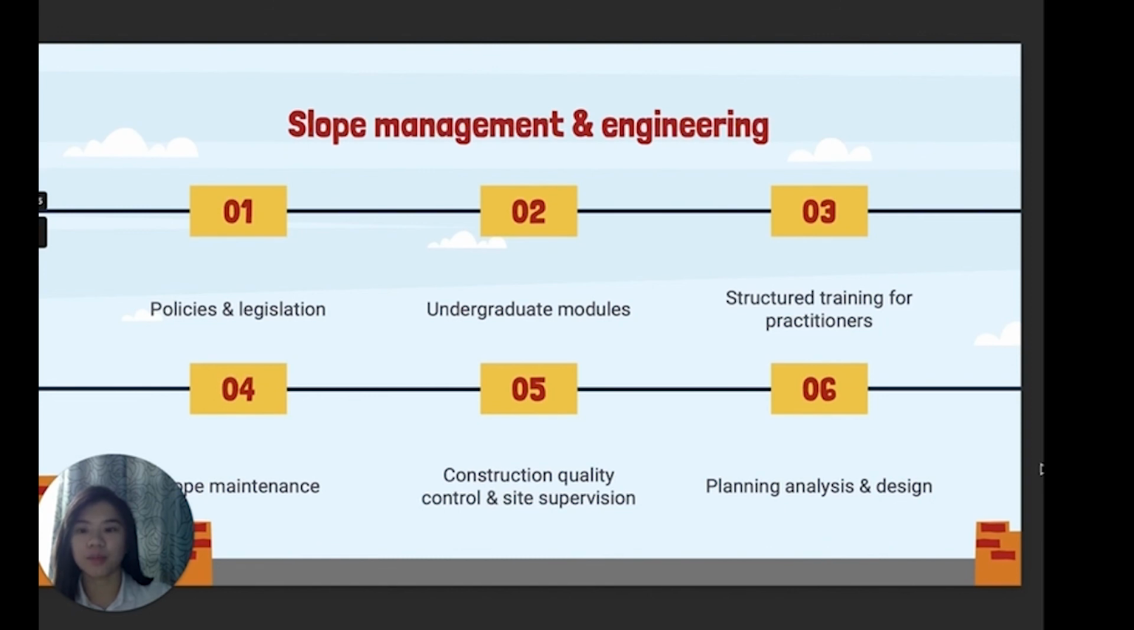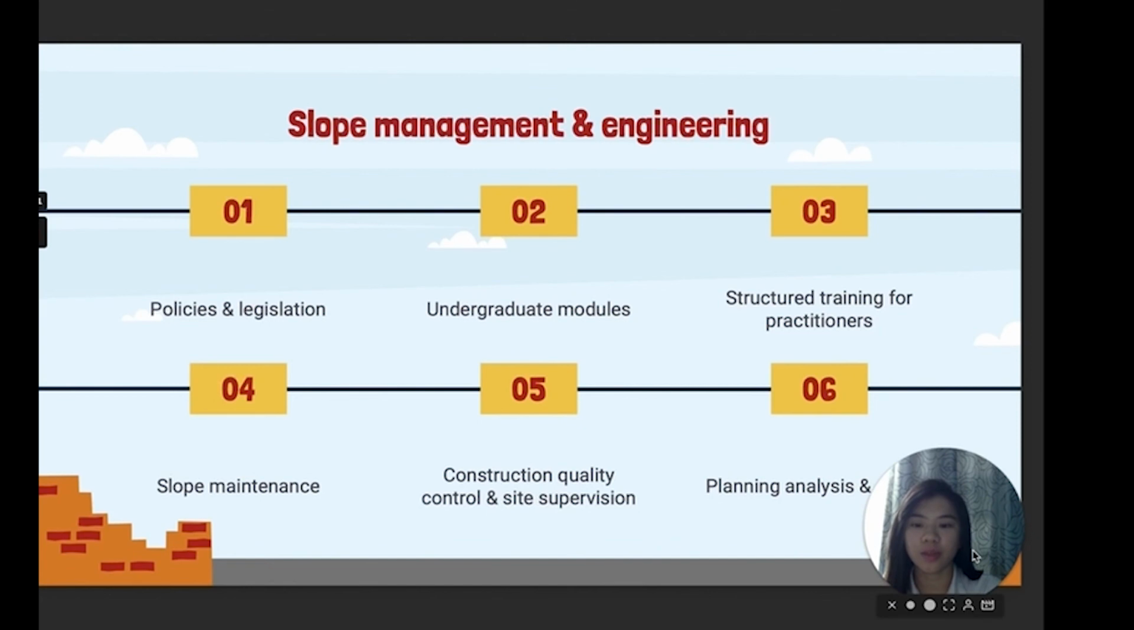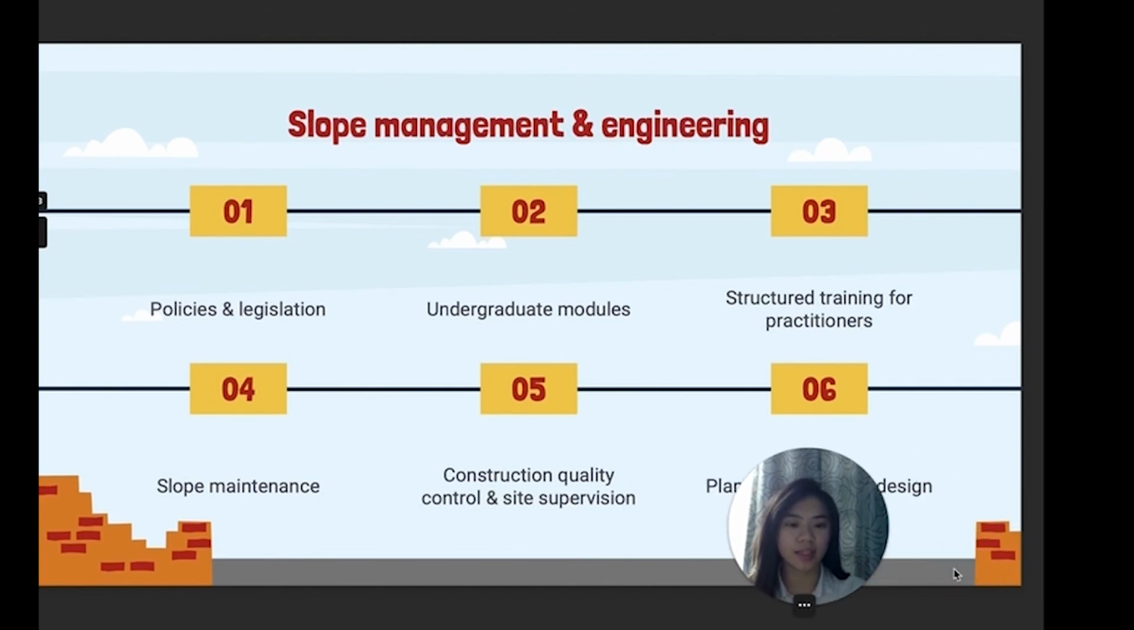So there are 6 slope management and engineering. Number 1, policies and legislation. Number 2 and 3, research and development, and structured training for practitioners. Number 4, slope maintenance. Number 5, construction quality control and site supervision. And number 6, planning, analysis, and design.